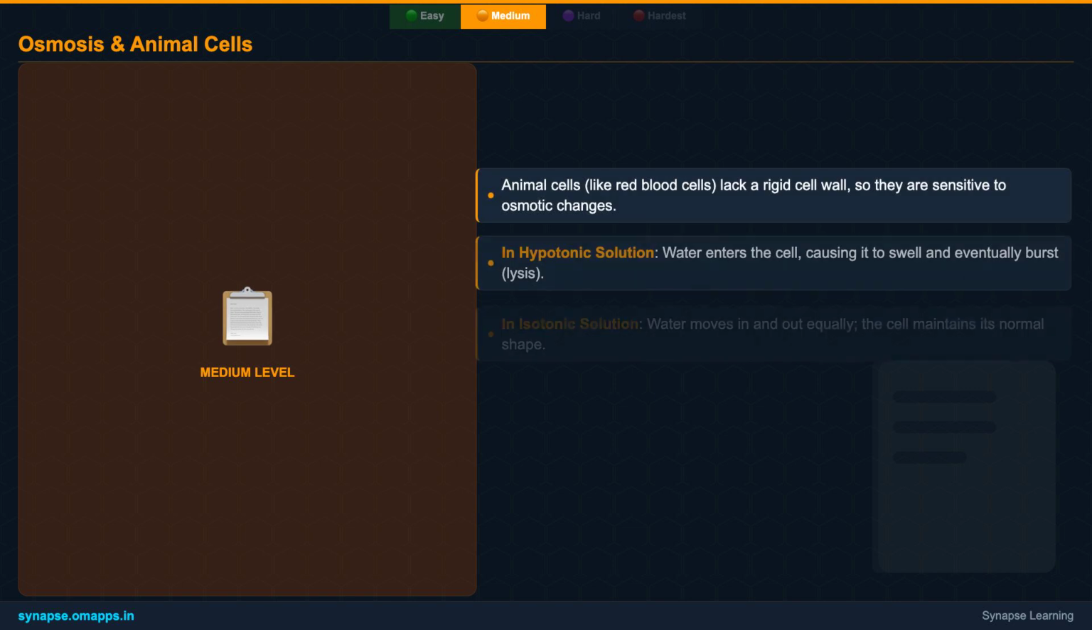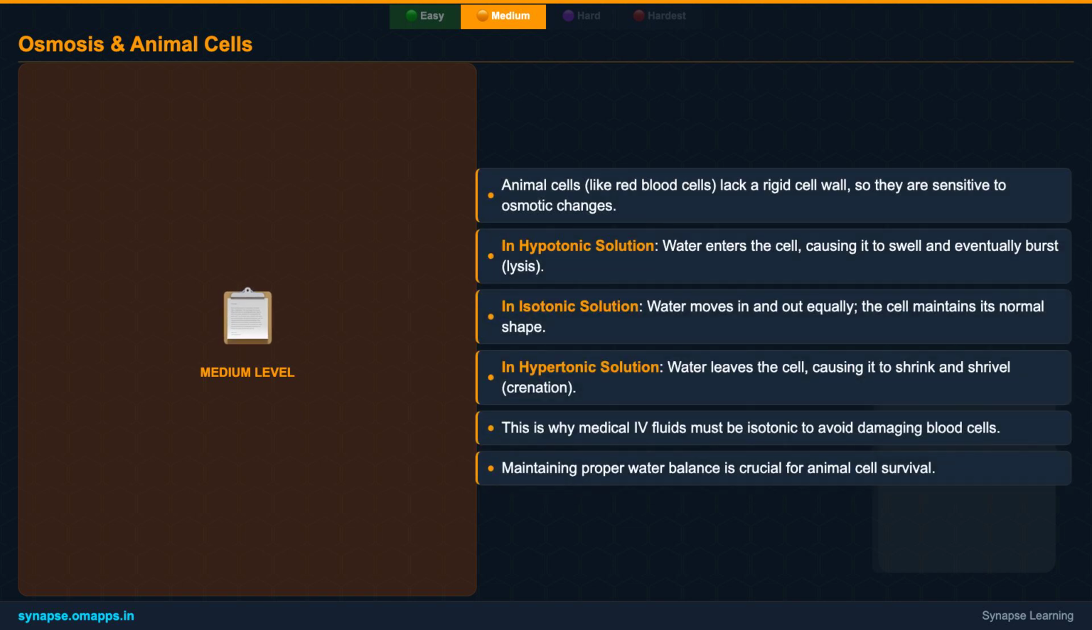Animal cells, like our red blood cells, are quite delicate because they don't have a rigid cell wall. When an animal cell is placed in a hypotonic solution, water rushes into the cell, causing it to swell and eventually burst, a process called lysis. In an isotonic solution, there's no net movement of water. Water goes in and out at equal rates, so the cell maintains its normal, healthy shape.